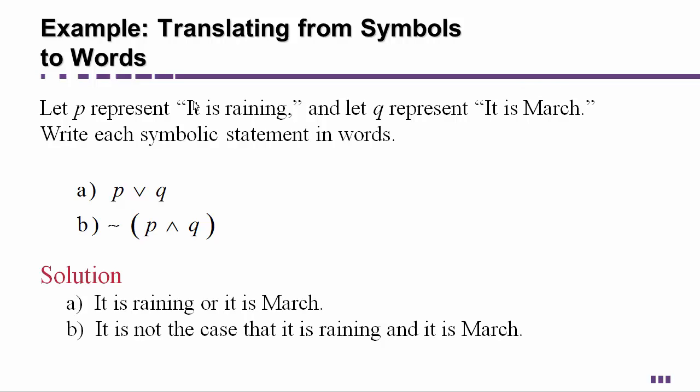And if we let P equal that and Q equal that, then P or Q just means it is raining or it is March. A negation basically just means we're going to take the opposite. So this negation sign basically corresponds to "it is not the case that," right? That's the English version of the negation of something. So it is not the case that it is raining and it is March.